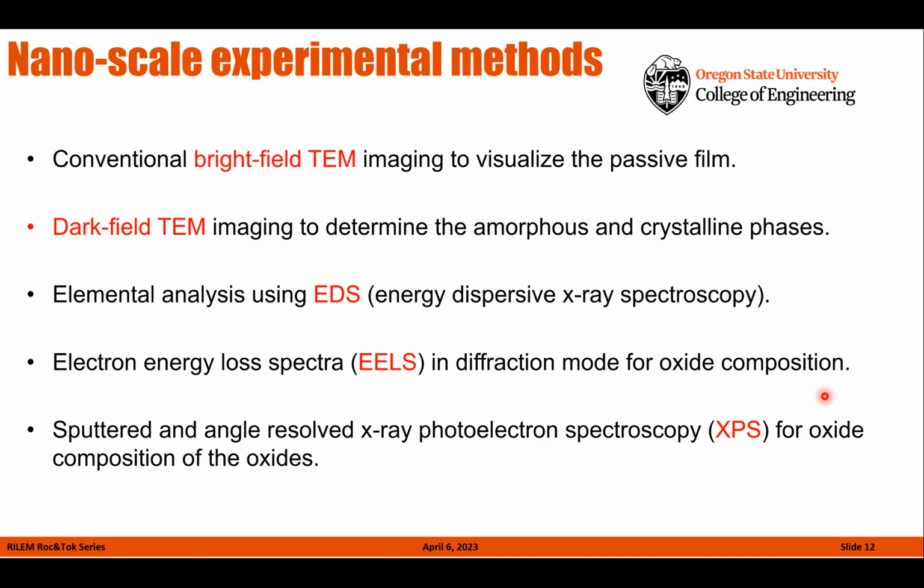Their thickness is typically in the nanoscale, so you need very special nanoscale experimental methods to visualize them and to analytically characterize them. For example, you may have to use conventional bright field transmission electron microscopy to visualize these passive films. You may have to use a dark field mode to look at the amorphous versus crystalline phases. You may use EDS to do an elemental analysis, and EELS and XPS to differentiate the oxide compositions.